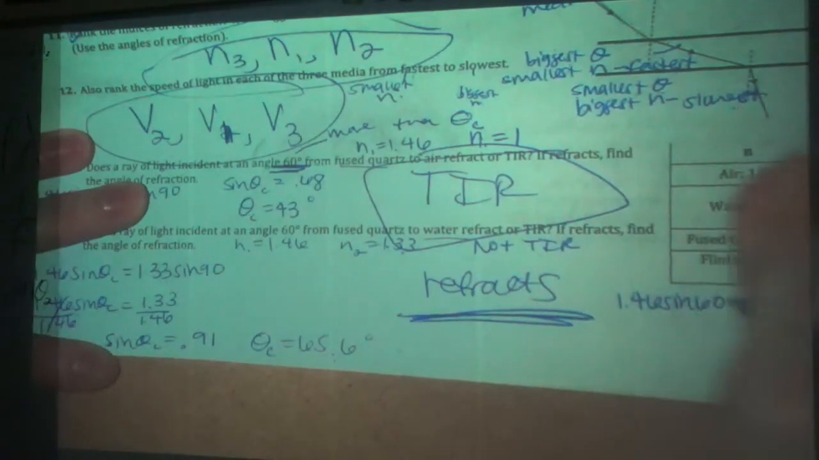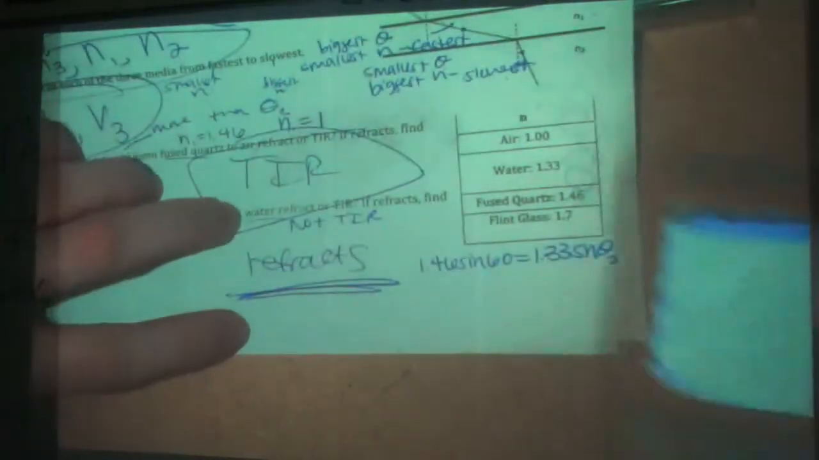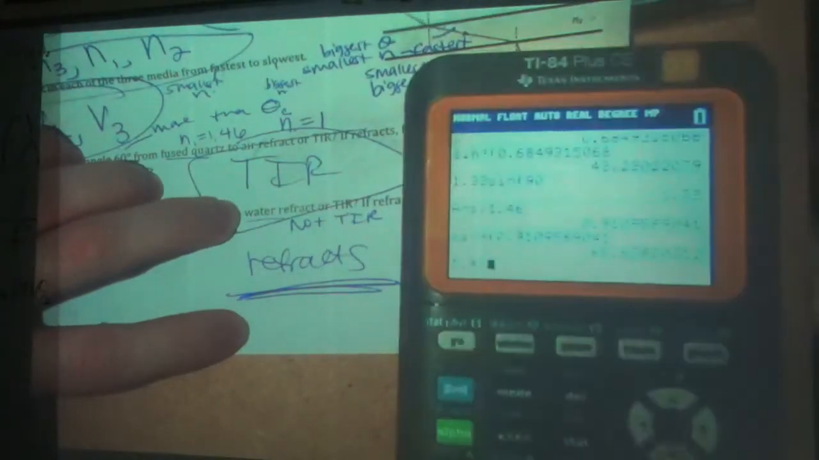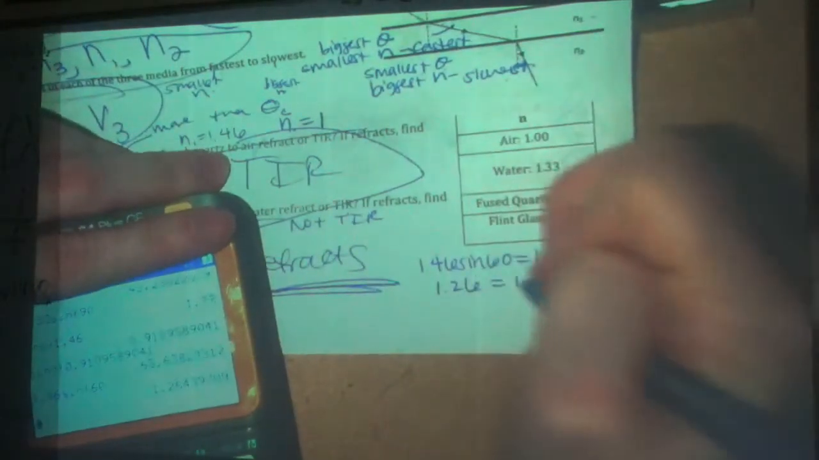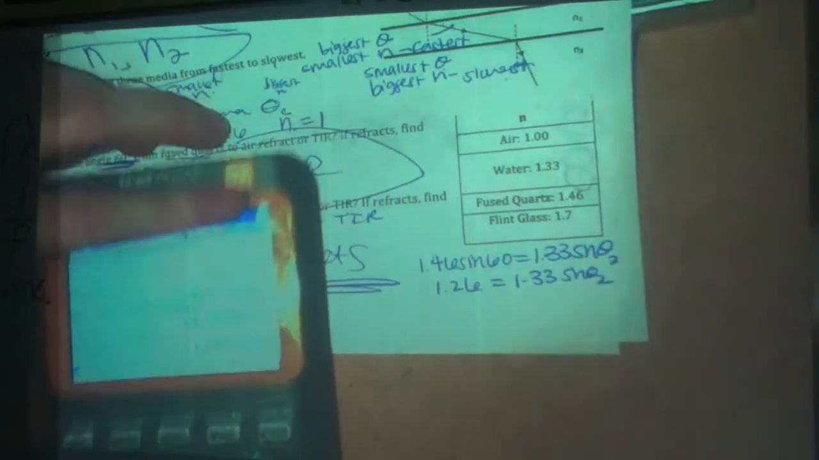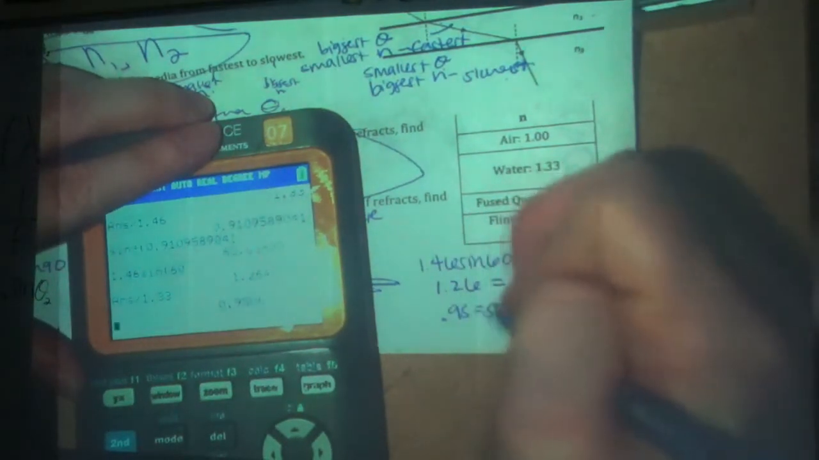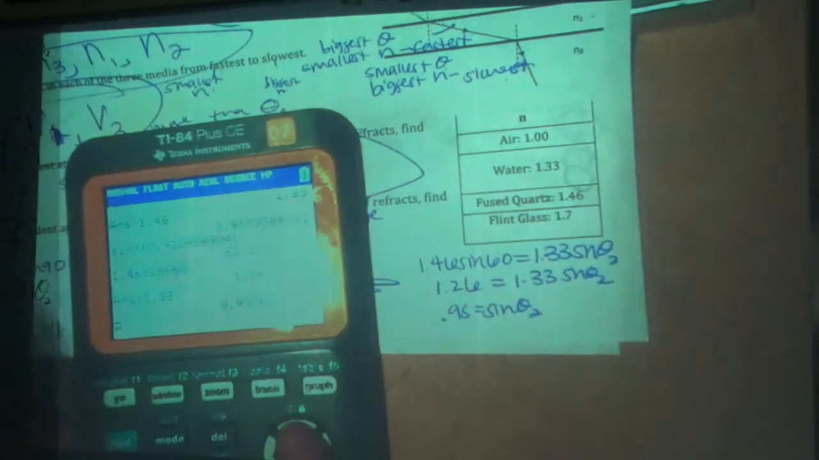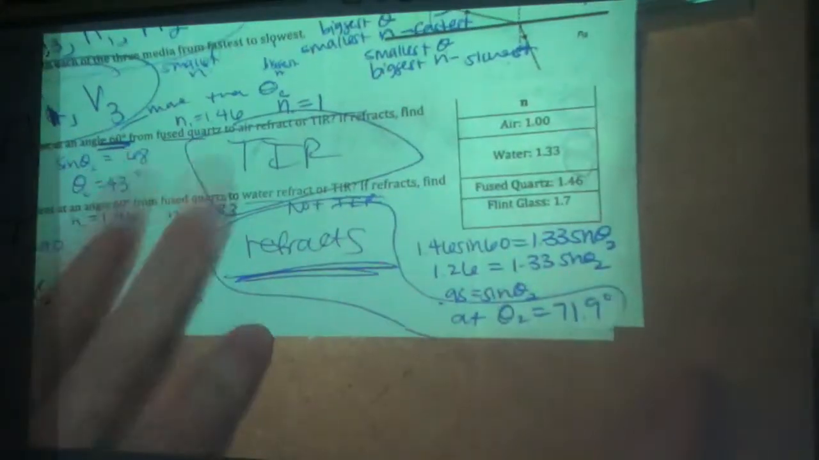So now I'm just going to plug in 1.46. I'm coming in at 60 degrees, going into water, find what the angle of refraction is. Find what angle 2 is. So 1.46 sine of 60 degrees. That's going to give me 1.26 equals 1.33 sine angle 2. Divide the 1.33 over. That gives me 0.95 equals sine of the angle of refraction. Sine inverse, and that gives me angle 2 is 71.9 degrees. So it refracts at, got my answer, refracts at 71.9 degrees.